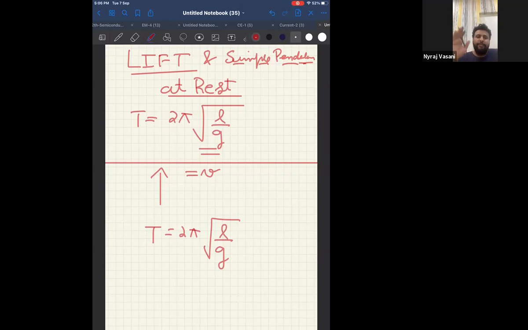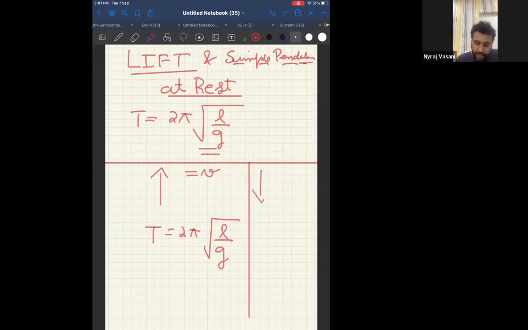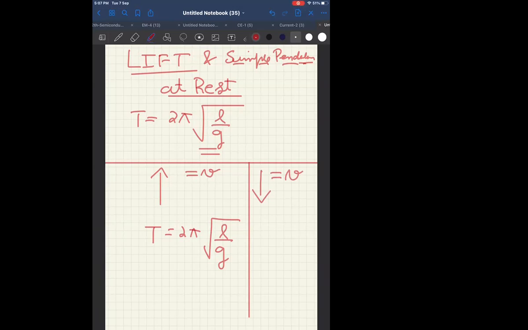Now, when the lift is going up with constant velocity, can I say that the formula for time period won't change itself? It is T is equal to 2 pi under root L by G. Correct, Lavnish? Now, if you have got it, can you tell me this case: if the lift is going down with constant velocity. G plus V.